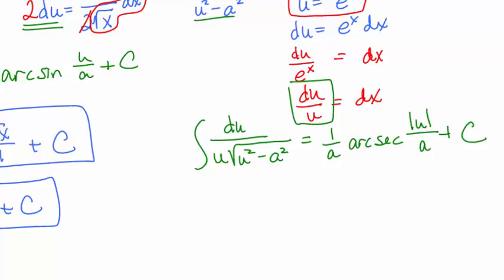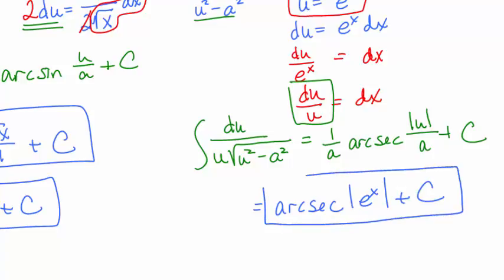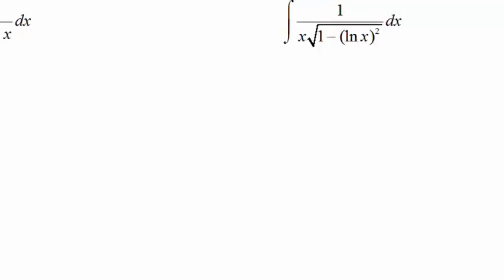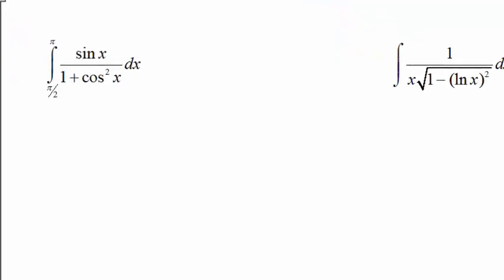Let's go ahead and finish it up in terms of our x variable. So 1 over a is still 1. So we'd have the arc secant of the absolute value of u, which is e to the x, over a, which is 1 again, plus c. Very, very tricky. Okay, on this next one we have a definite integral.